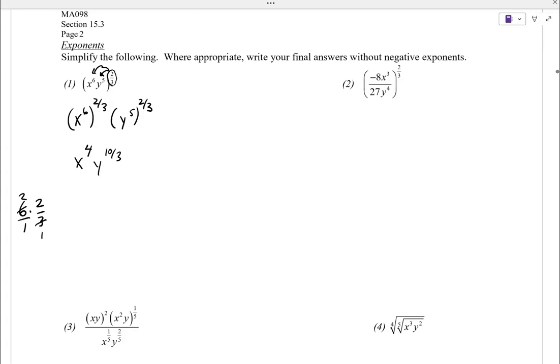Let's look at the second one here. Is there much simplifying we can do inside the parentheses? I don't think 8 and 27 have anything in common, do they? No. And then an x and a y. So really all we can do here is distribute our exponent again, right? So we'd have negative 8 to the 2/3, x cubed to the 2/3, 27 to the 2/3, y to the 4th to the 2/3.